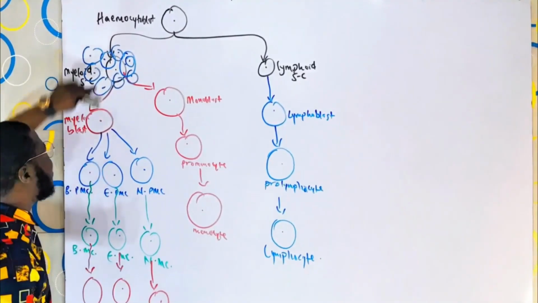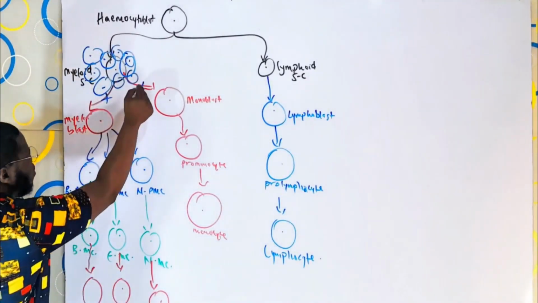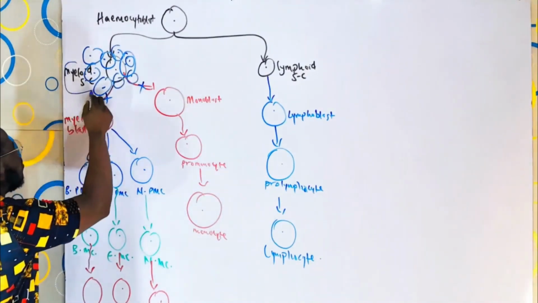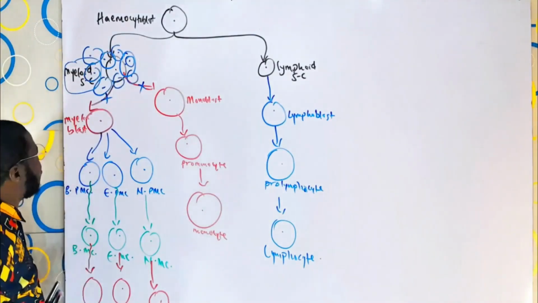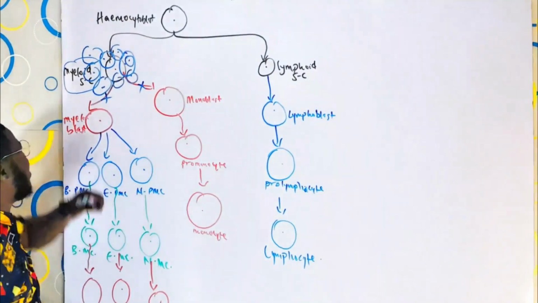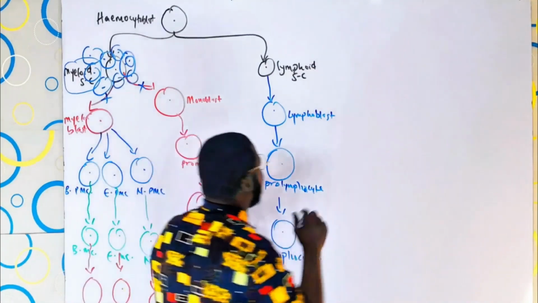You see, when leukopoiesis cannot pass beyond this stage, the myeloid stem cell is the one in trouble. And that type of leukemia, where the myeloid stem cell is the one affected, is called, let's come down here guys.